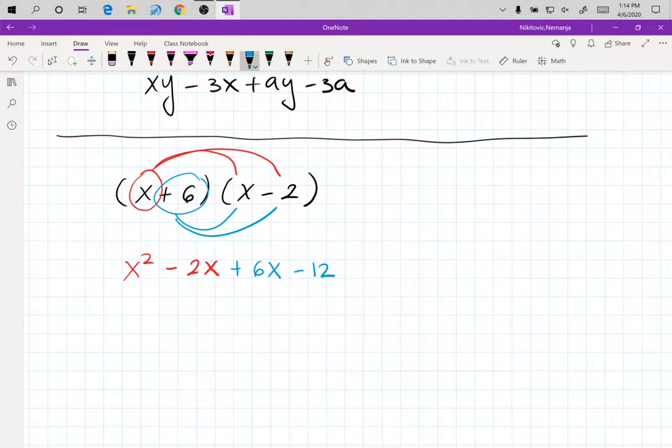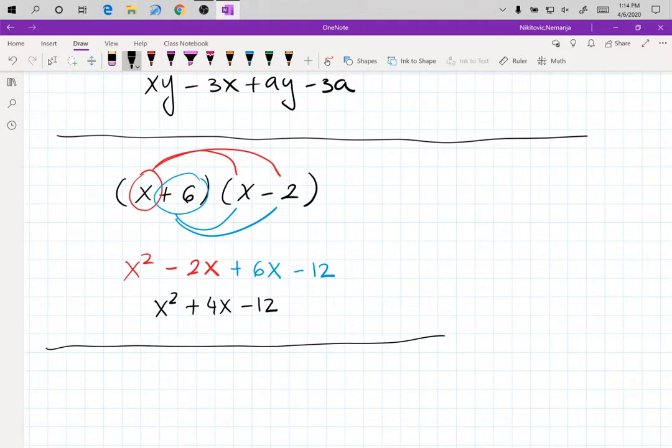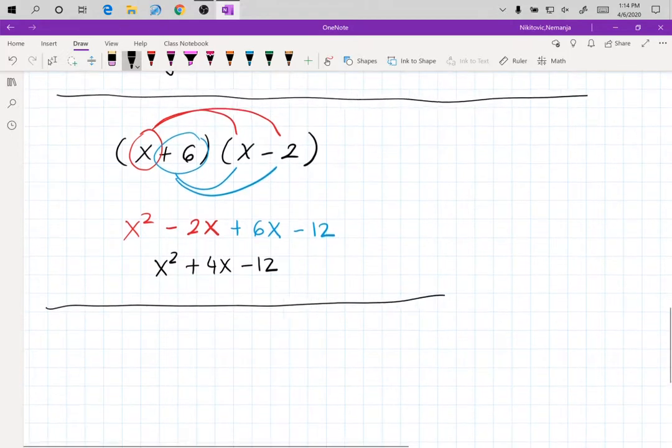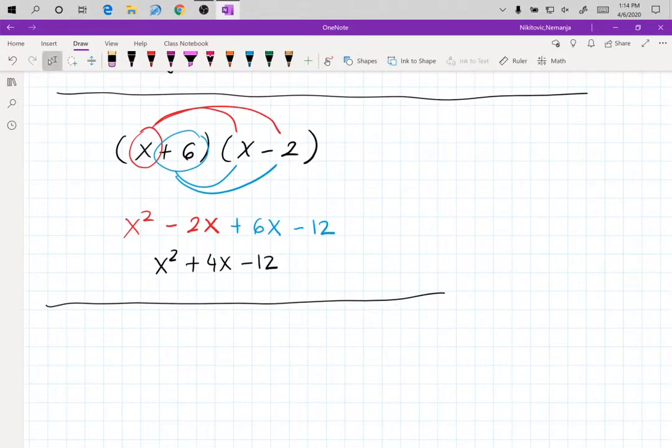Now look at the middle. Those are like terms, and we have to put them together. So put x squared plus 4x minus 12. And that one is going to be the answer, right? Because we finished the multiplication and we added like terms and we're done. So let's take a look at some of these examples that the book is asking you to work on.